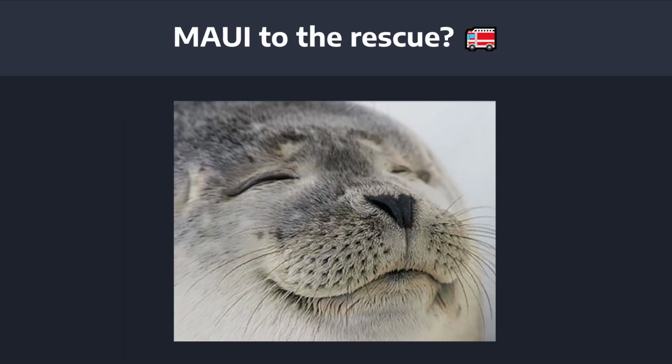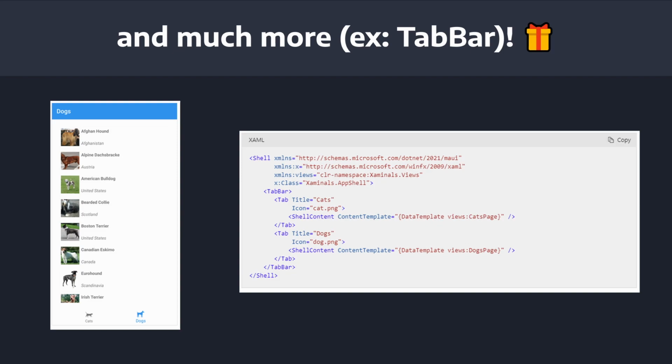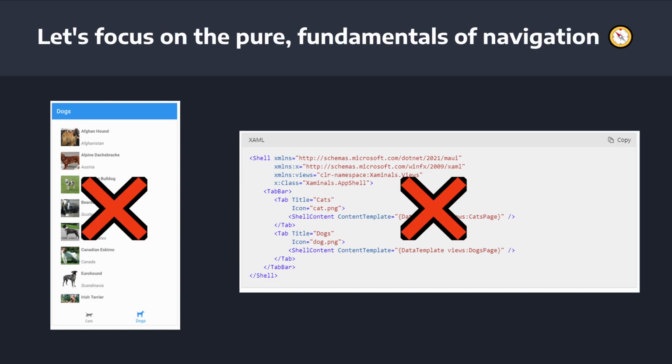However, in .NET MAUI, the framework handles most of the navigation concerns for us and makes it much more pleasant to work with. They also provide much more, such as different shell types, like you can have a tab layout by default. But let's forget about all that for now. Let's focus on navigation, the fundamentals. This is where it all begins.